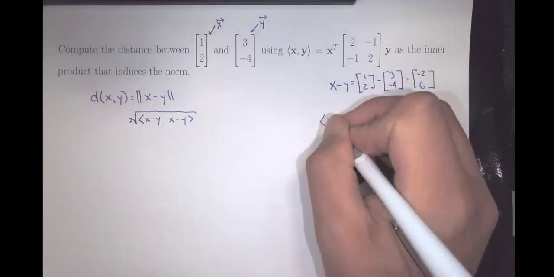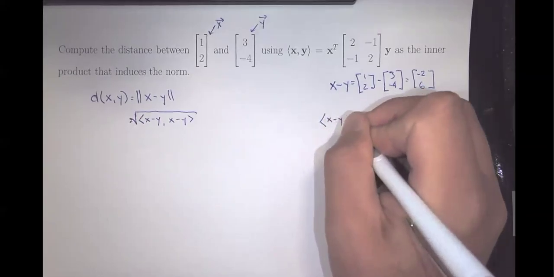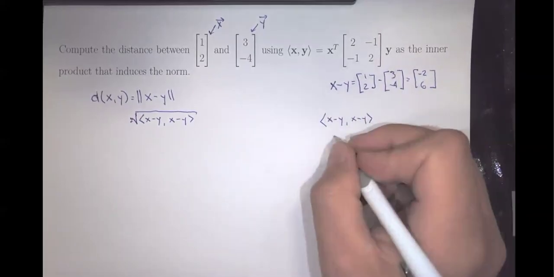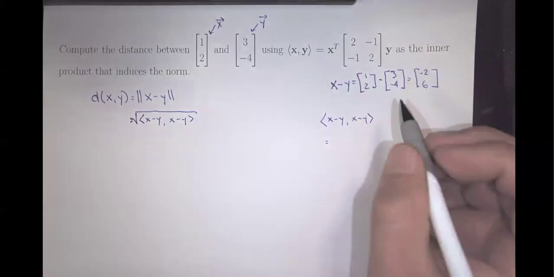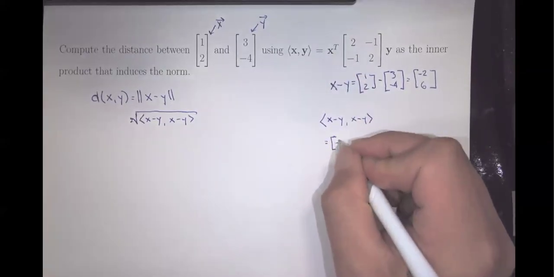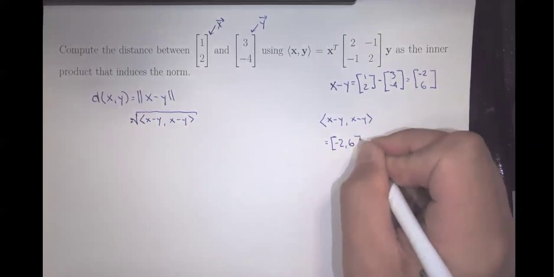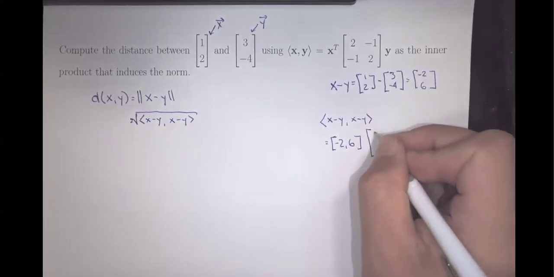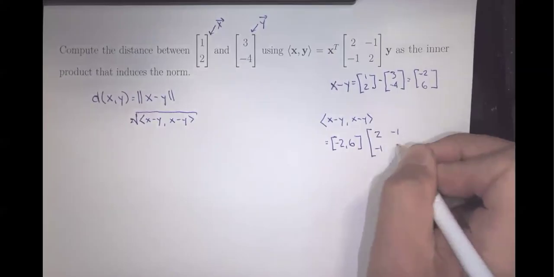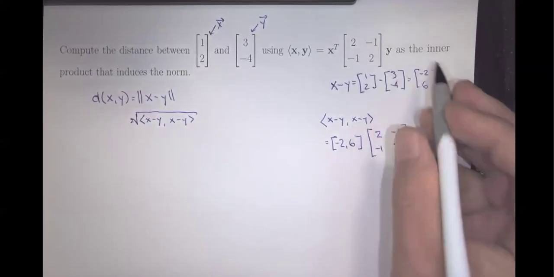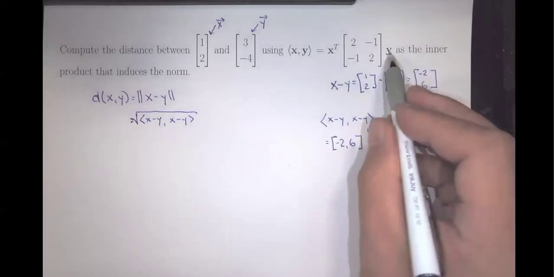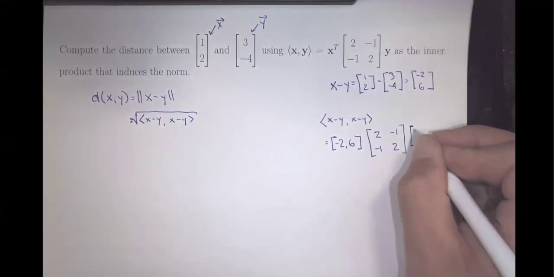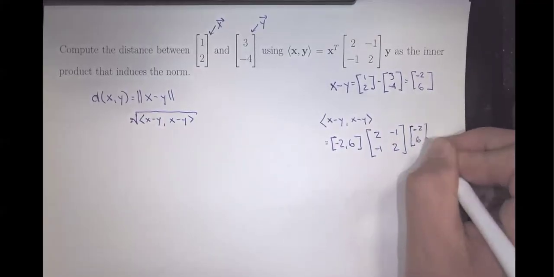Now, the inner product of x minus y with x minus y is given by this equation here. So this should be x minus y transpose. So that's (-2, 6). And of course, since that's a column, it's going to be transposed here. We've got [2, -1; -1, 2] as our matrix. And then the second component, which they call y here, but is x minus y, of course, in our calculation, is (-2, 6) here.